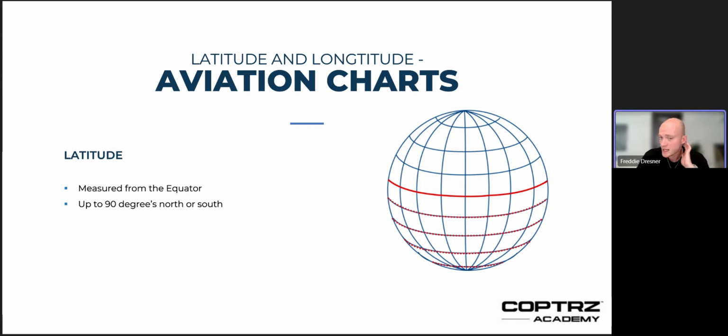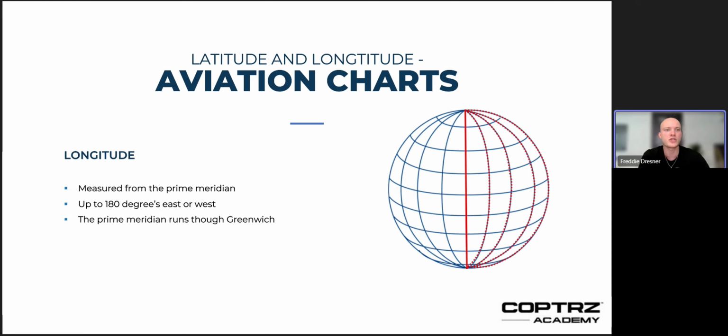Now, again, I used it as that example before. Air traffic control need to know exactly where you are and where you're flying to. That is why we would need to give them our degrees, minutes, and seconds for our longitude and latitude. Speaking of latitude, that is measured from the equator up to 90 degrees north or south. And your longitude is measured from the prime meridian up to 180 degrees east or west. Thing to remember is that the prime meridian runs through Greenwich.